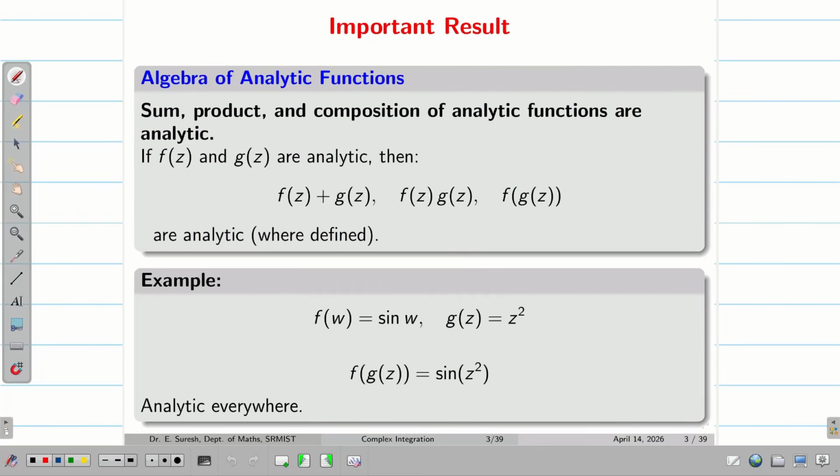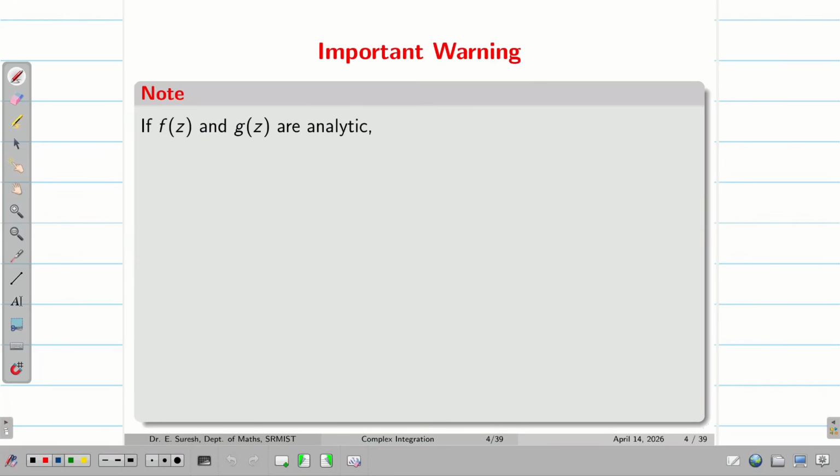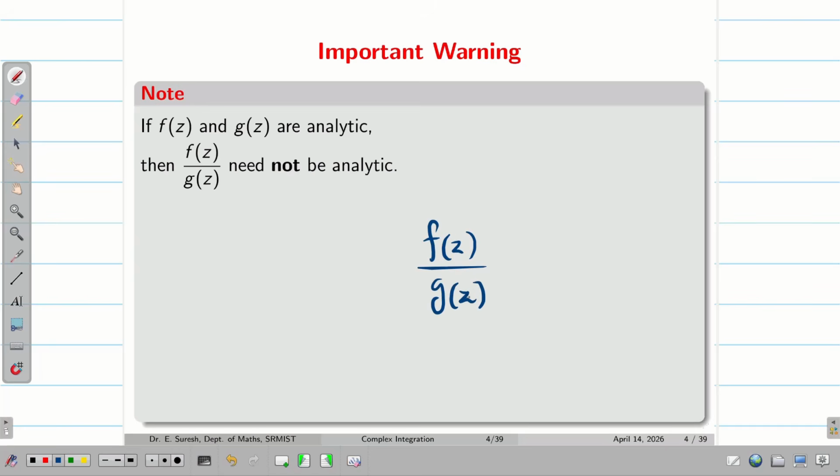Next, there comes a big doubt. If f of z and g of z are analytic, then f of z plus g of z is analytic, f of z into g of z is analytic, and the composition f of g of z is also analytic. What about f of z divided by g of z? There is a big question. If f of z and g of z are analytic, then f of z divided by g of z need not be analytic always.